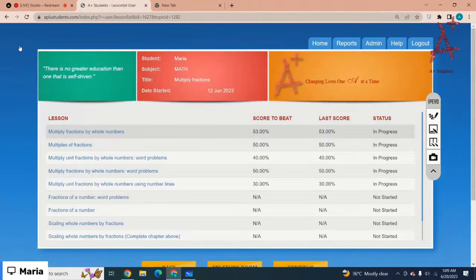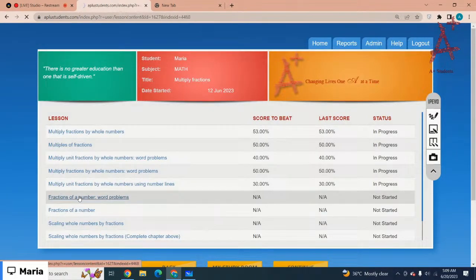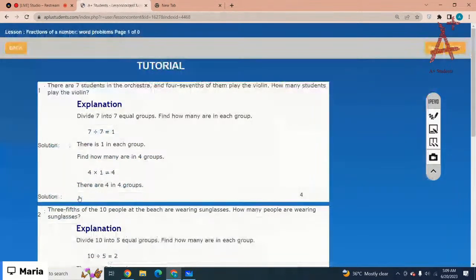Okay, the next lesson is fractions of a number word problem. Let's just start with the next lesson. Okay, let's just look at the first question. We are here on the first word problem.